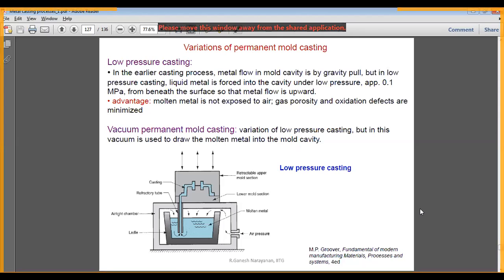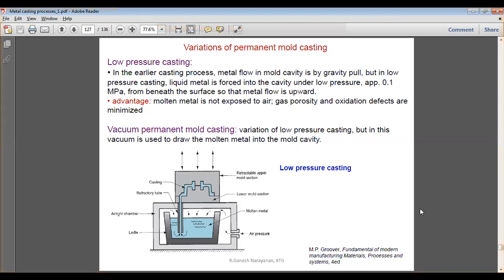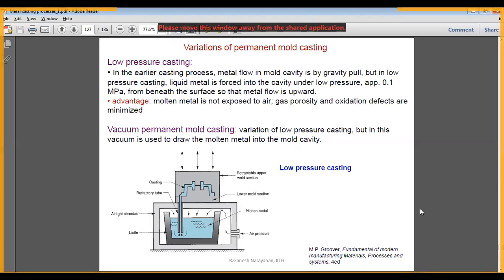In the earlier casting process, metal flow in the mold cavity is by gravity pull, but in low pressure casting, liquid metal is forced into the cavity under low pressure, approximately 0.1 megapascal, from beneath the surface, so that metal flow is upward. This is the main low pressure casting advantage: molten metal is not exposed to air, so gas porosity and oxidation defects are minimized.